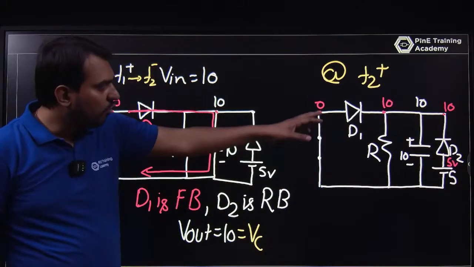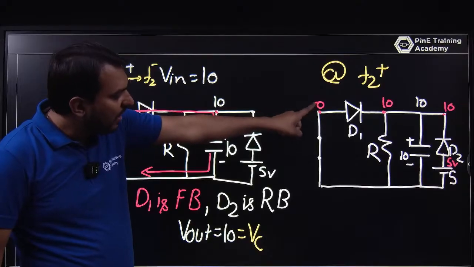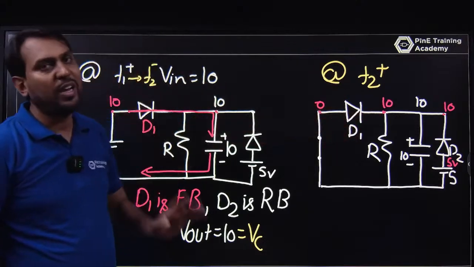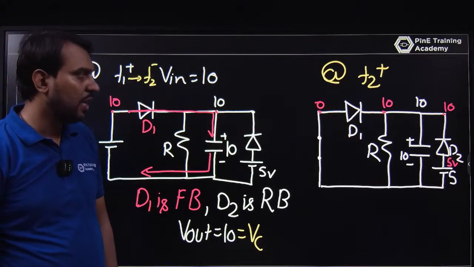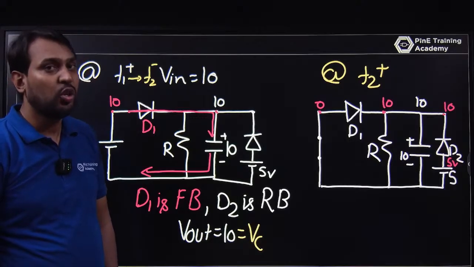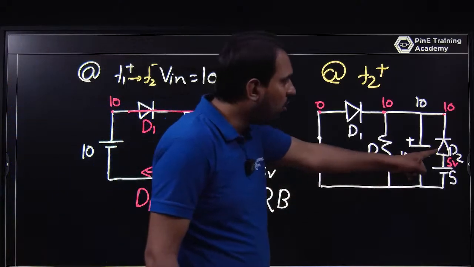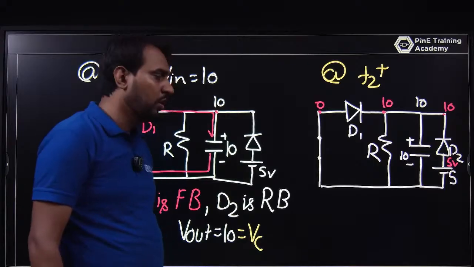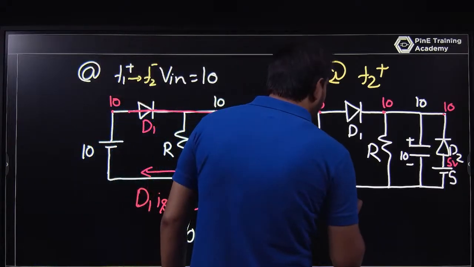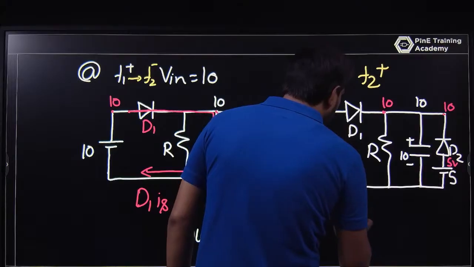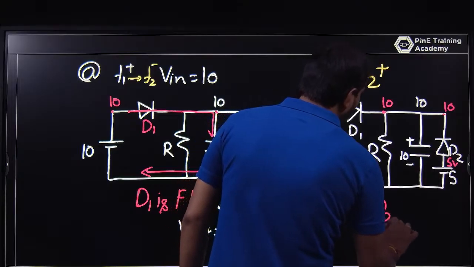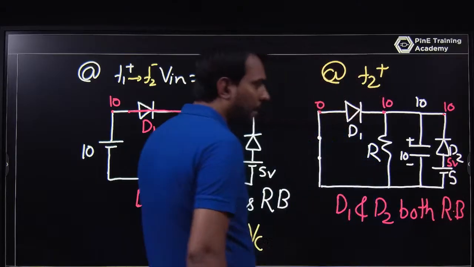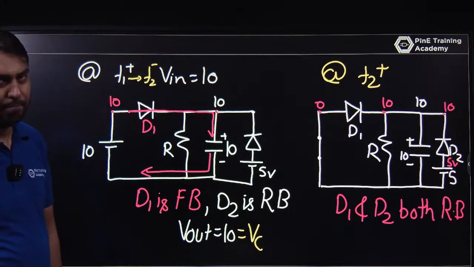At T2 plus, if you talk about D1, on the P side it has 0 volt and on the other side it has 10 volt. So D1 is perfectly reverse biased, since VA minus VB is not greater than 0 volt. Similarly for D2, this is 10 volt, this is 5 volt. 5 minus 10 is not greater than 0. So just at T2 plus, D1 and D2 are both reverse biased. Both will act like an open circuit.